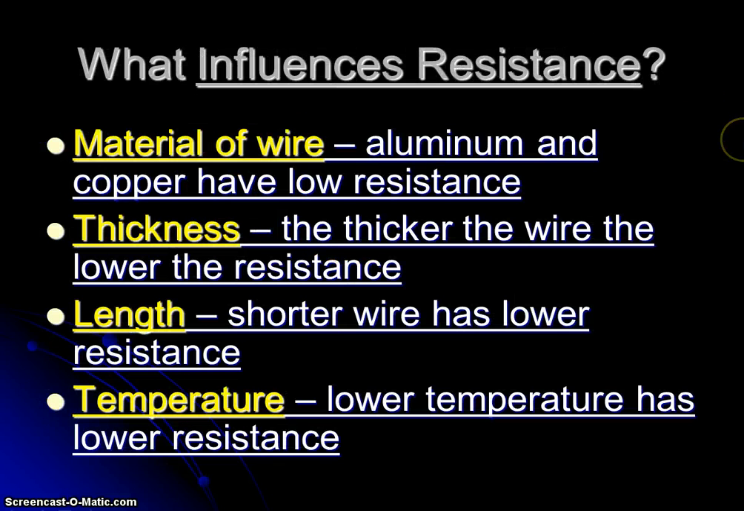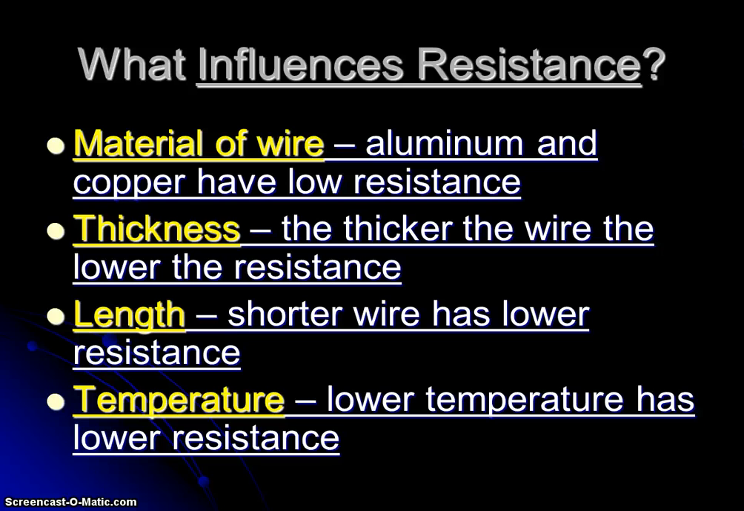All right, so there's 4 basic things we're going to talk about that influence resistance. The material of the wire that we are using for our circuit. Aluminum and copper, they have very low resistance. They are used quite often in wiring. So the kind of material is obviously going to influence resistance.